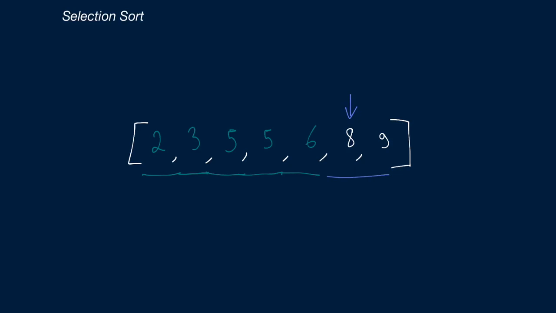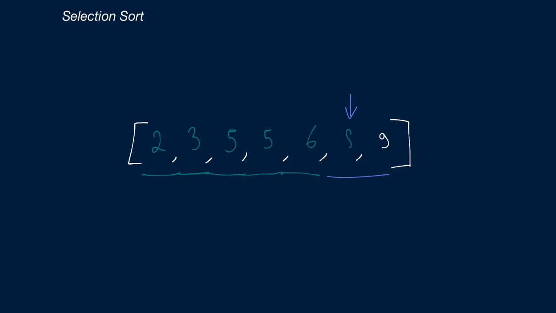So now you can start to see that our sorted list is really getting big, whereas our unsorted list is very small. And we're at the final iteration here. We're going to have 8 as our current smallest number. Then compare 9 to 8. 9 is not smaller than 8. So 8 is our smallest number. And we can just keep the 8 in its position.